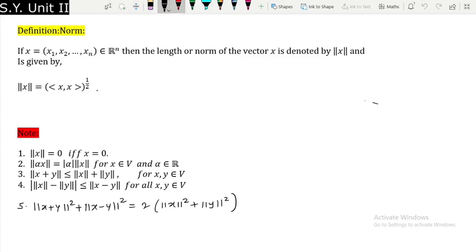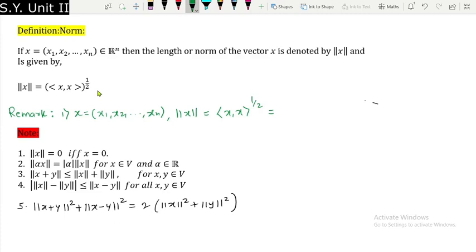Just a remark I will make over here. If the inner product is the dot product, and if your x is, let me say, x1, x2, up to xn, then what will be your norm x? Your norm x is going to be the inner product of x with x raised to half, right? But what will be the inner product of x with x?